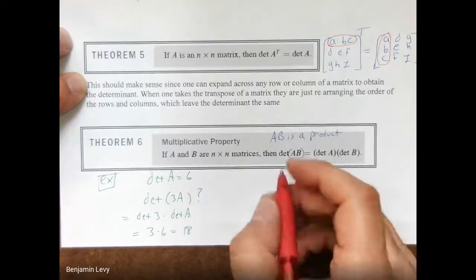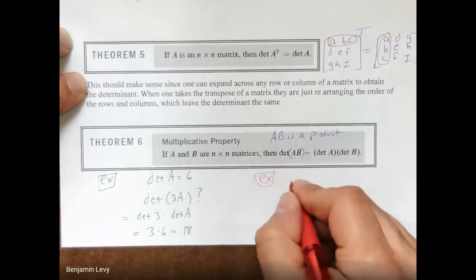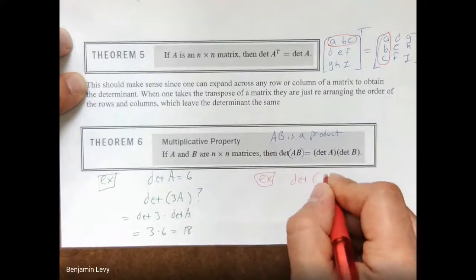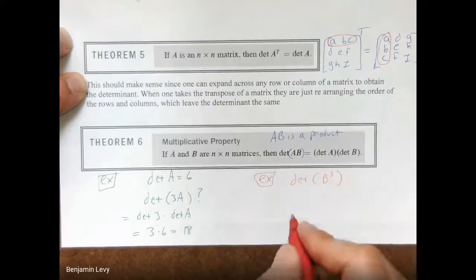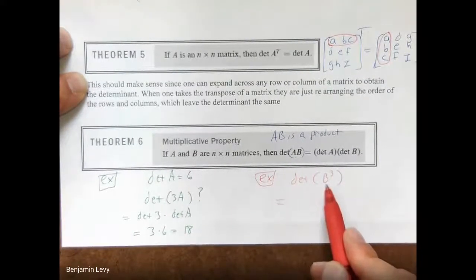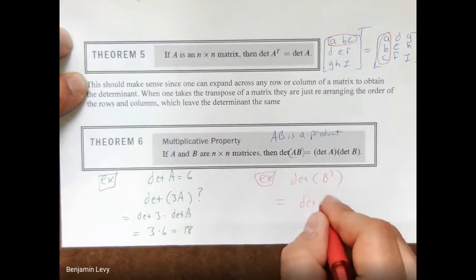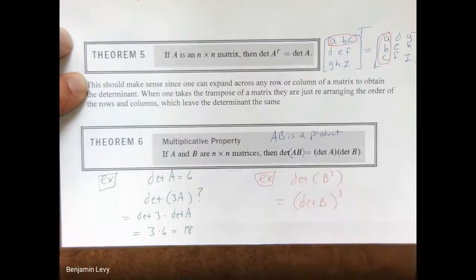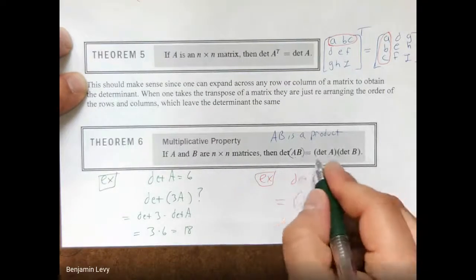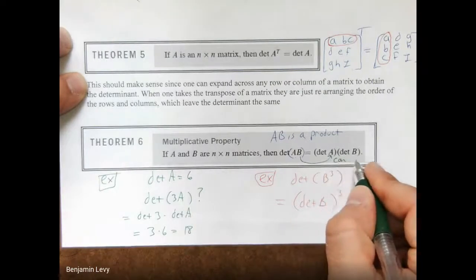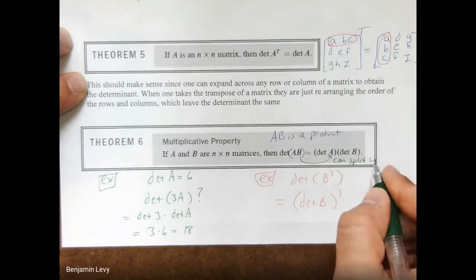The other way you see this sometimes is if you have the determinant of B cubed, then you're just going to split this up into determinant of B, determinant of B, determinant of B. So you're going to get determinant of B cubed. And just to be clear, this property is saying you can split up the product of determinants.